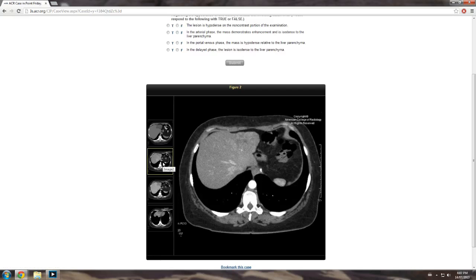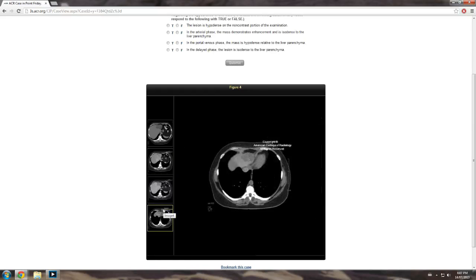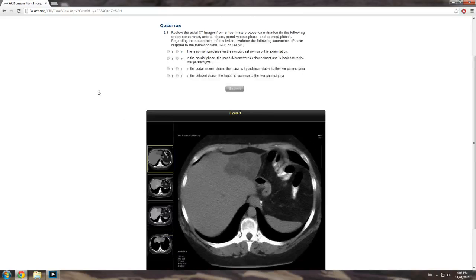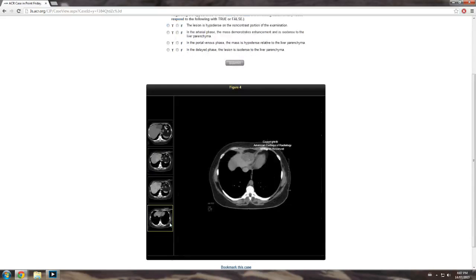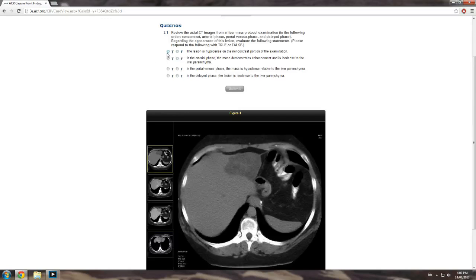On arterial phase, it does have certainly some arterial enhancement. Questionable washout there. And here is, I think, the delayed. It looks like these are isodense to the surrounding liver. Hypodense on the non-contrast. It's true. Hence, iso.